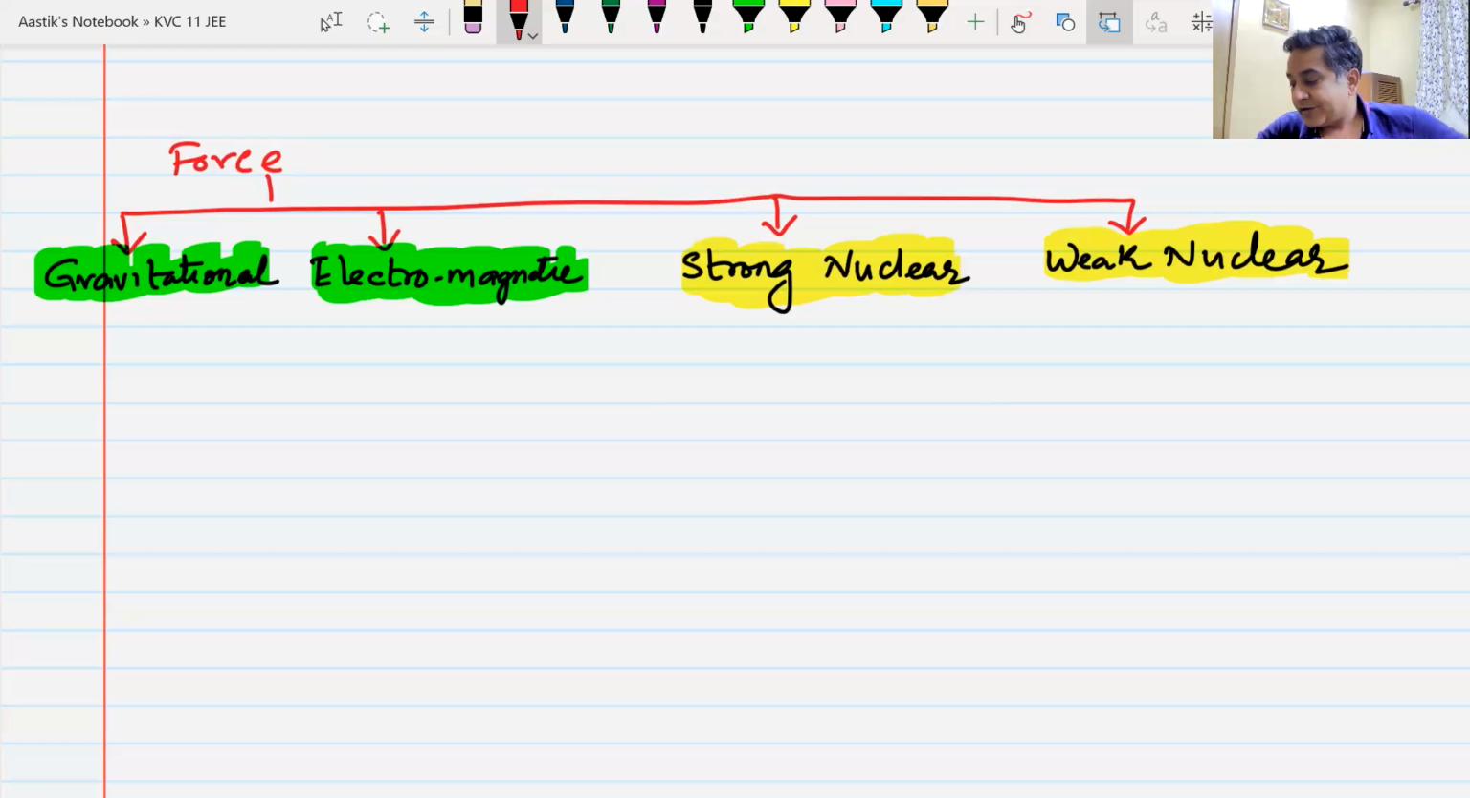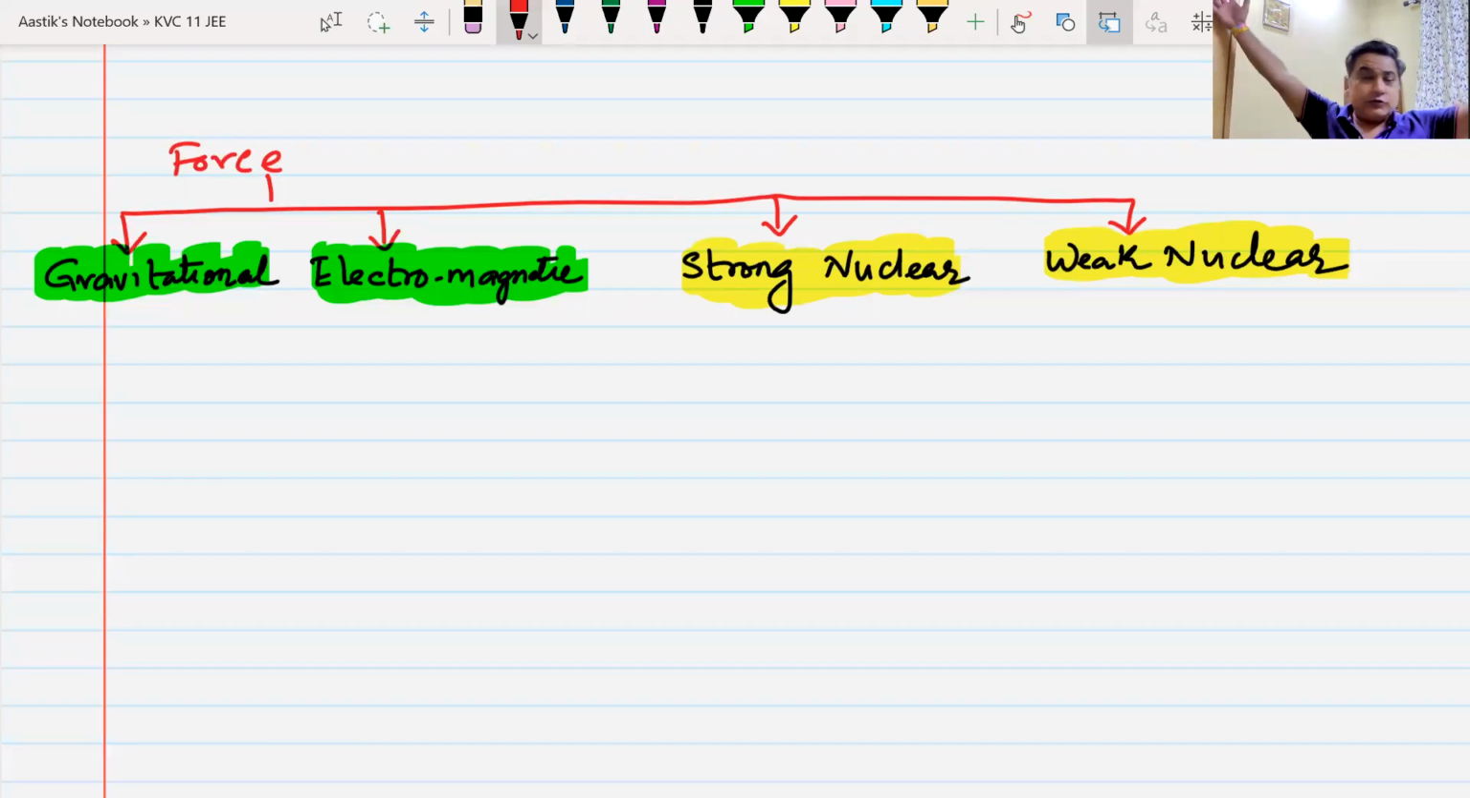Anyways, four types. Which is the strongest and which is the weakest? We are not going to go into much detail, but we just have to have an idea which is the strongest and which is the weakest among these forces. Obviously, the strongest is gravitational force. Yes or no?